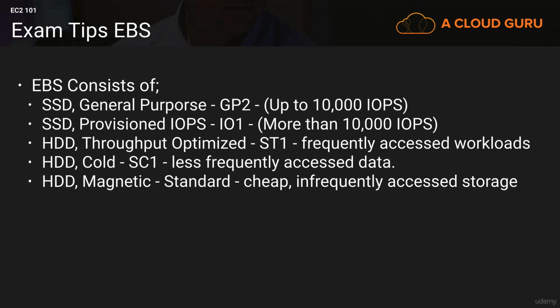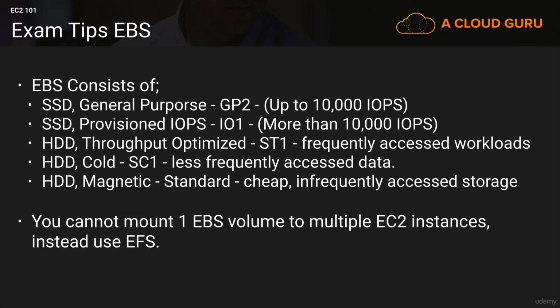And then we have HDD magnetic standard, which is essentially the same as HDD cold, except you can have it as a boot volume. So this is your cheap, infrequently accessed storage. Could be your test and dev servers while you're building out your AMIs and you want to keep costs low. It's entirely up to you. And then my final tip on EBS, remember you cannot mount an EBS volume to multiple EC2 instances. If you want to share block level storage between EC2 instances, then you're going to be using EFS as opposed to using EBS, and we saw that in the labs.